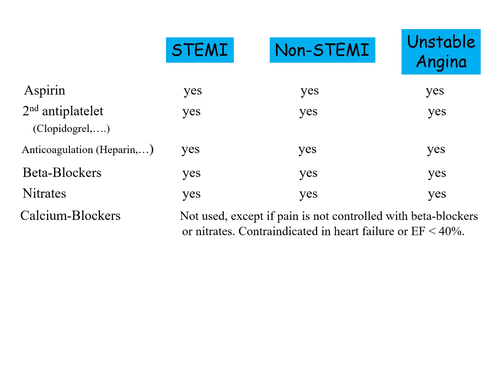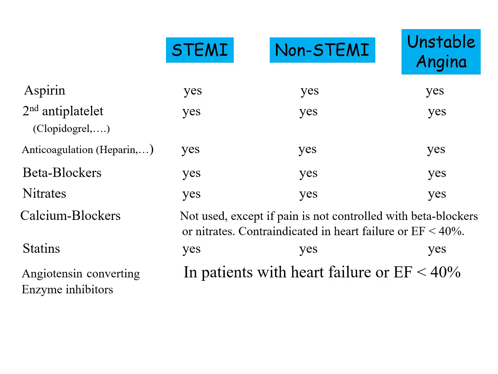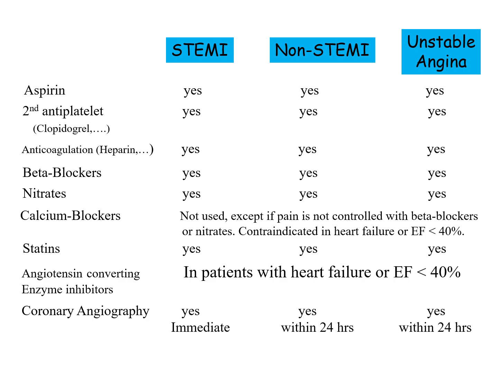Calcium channel blockers are not used except if the pain is not controlled with beta blockers or nitrates. It's also important to remember that calcium channel blockers are contraindicated in patients with heart failure or an ejection fraction less than 40%. Statins should also be given to all patients hospitalized with acute coronary syndromes. ACE inhibitors, or angiotensin converting enzyme inhibitors, are only given to patients with heart failure or an ejection fraction of less than 40%. Coronary angiography is performed in all patients with acute coronary syndrome.